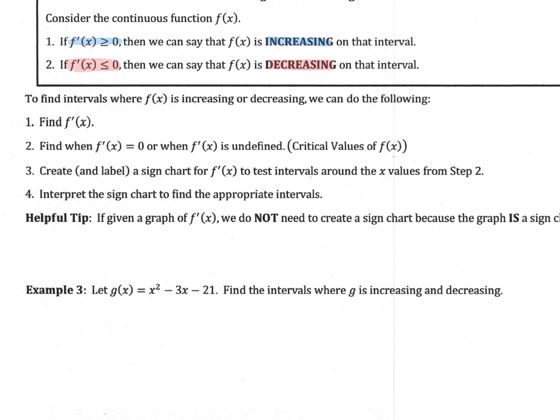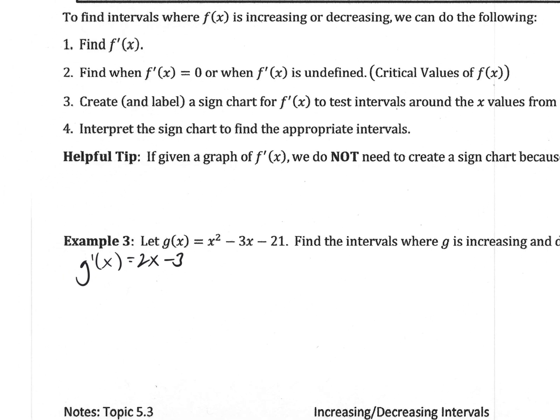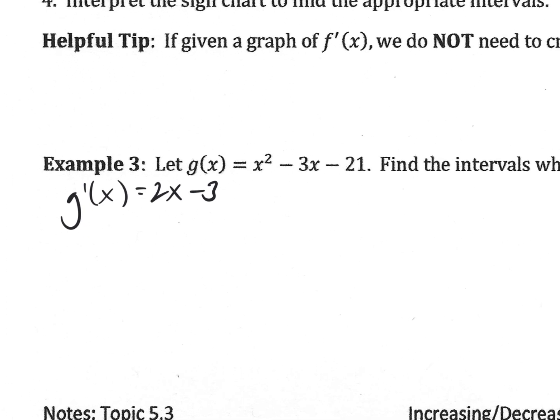But we're going to start out with an easy one here. I've got a function, g of x, where I need to find the intervals on which it is increasing and decreasing. So first thing I need to do is take the derivative of g of x. So g prime of x is equal to 2x minus 3. Okay, so when is this 2x minus 3 equal to 0? When x equals 3/2 or 1.5, right?